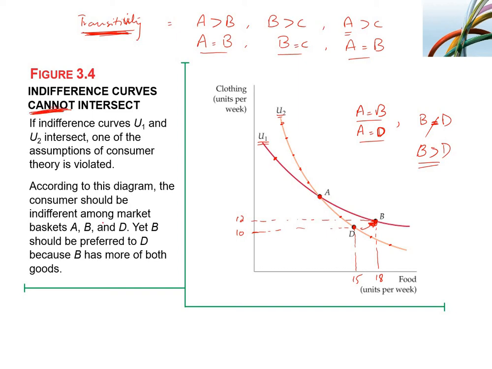And likewise is the description of this graph also written here, that according to this diagram, the consumer should be indifferent among market baskets A, B, and D. Yet B should be preferred to D because B has more of both goods. So therefore we cannot say that the indifference curves should intersect with each other.